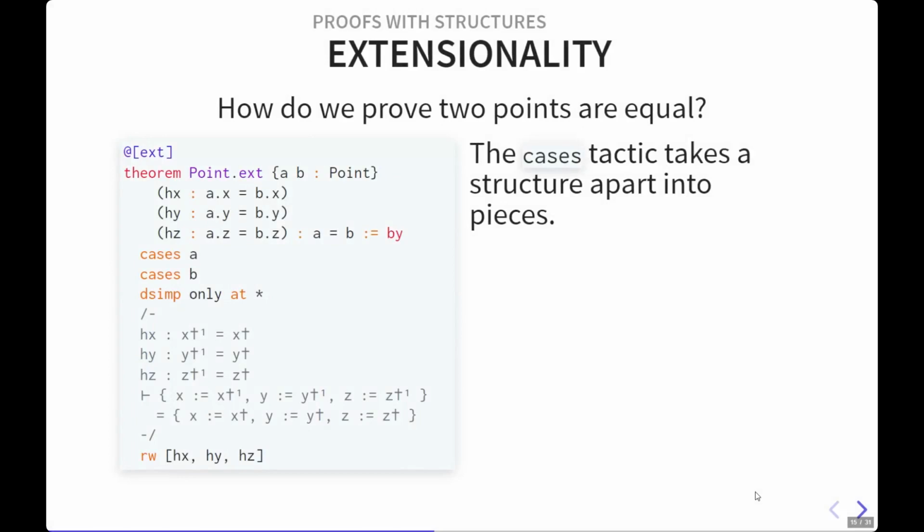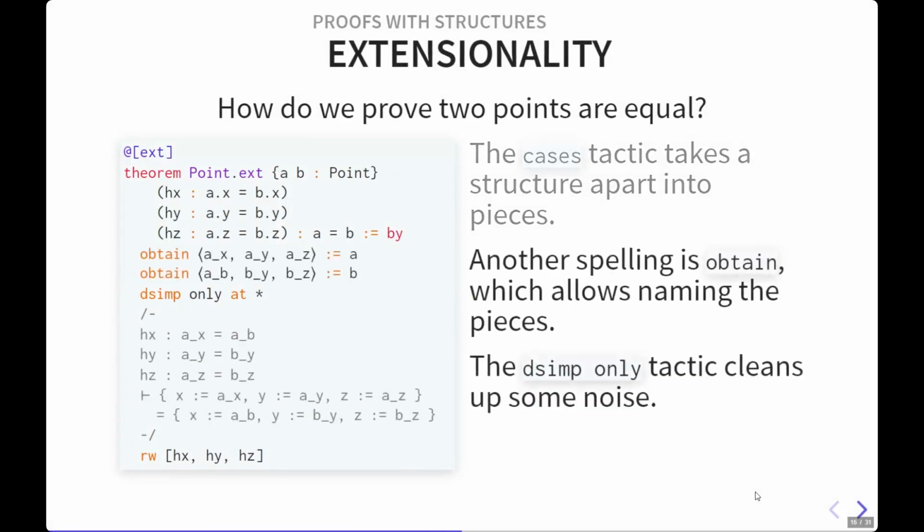And like we saw in the previous lecture, you can also use obtain instead of cases and get some names for these two. And we're using dsimp here just to clean up the mess that appears when you do cases. And so now we have this equality. Instead of saying A equals B, we are saying this structure built out of AX, BX, AX, AXY, AX, AY, and AZ is equal to the ones for B, and we can just rewrite and it closes the goal.